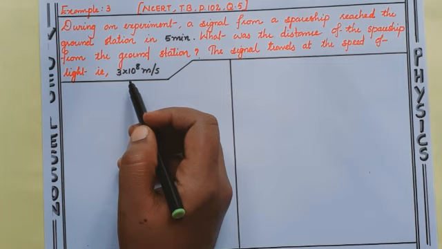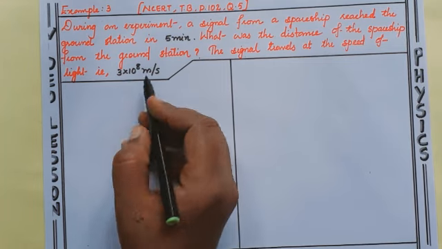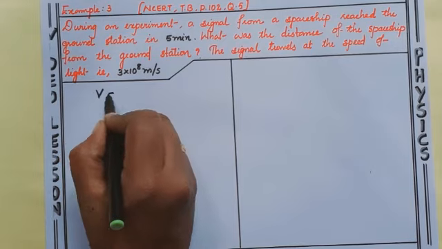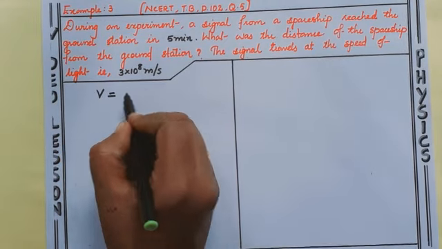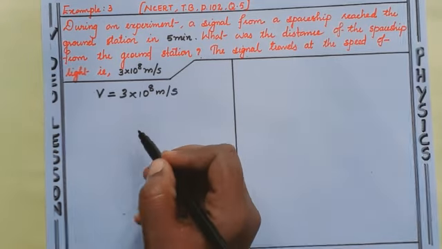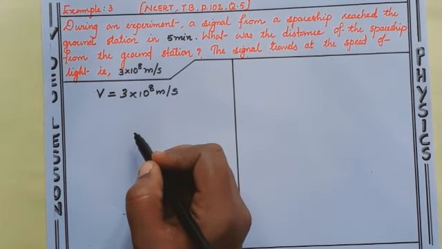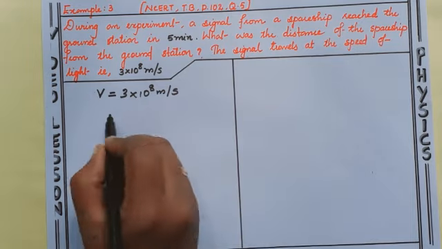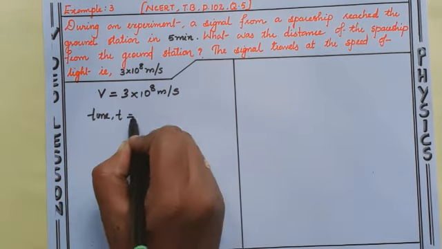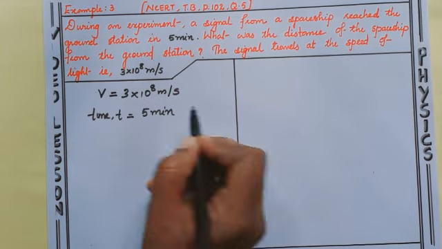So first of all, we have to write the speed of light. Speed is denoted by the letter V. V is equal to 3 into 10 raised to 8 meter per second. And after that, the time. Time T is equal to 5 minutes.